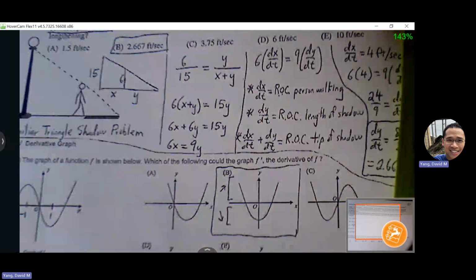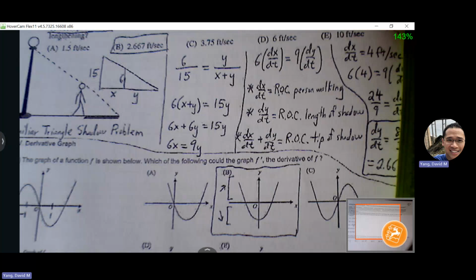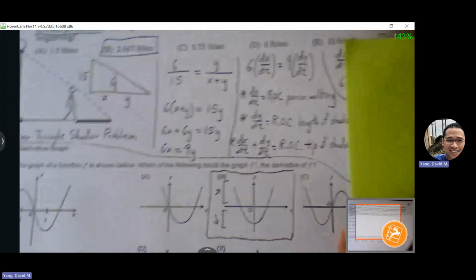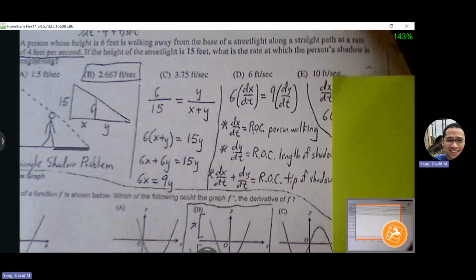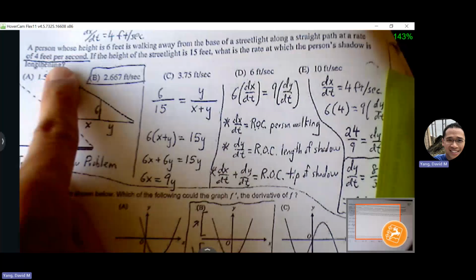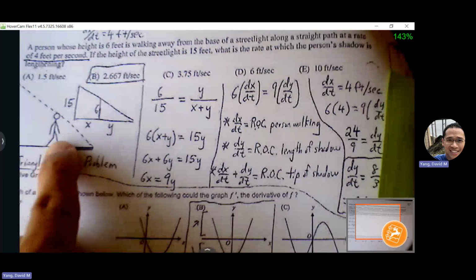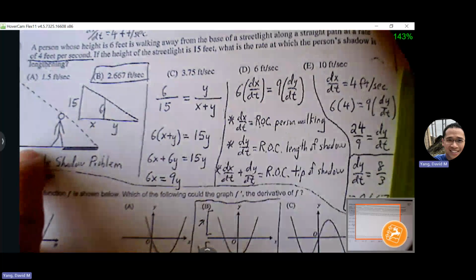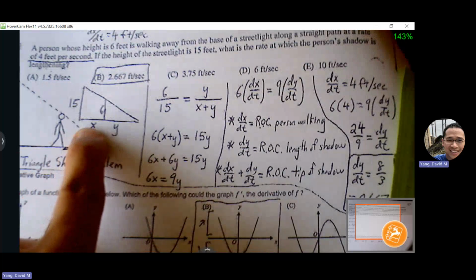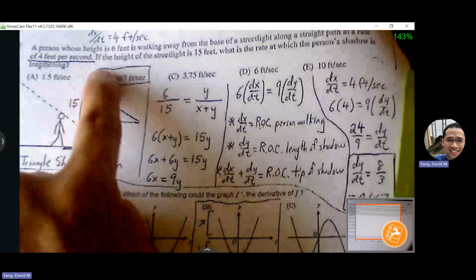So the tip of the shadow is going to be impacted by how fast both the person and the shadow are moving. So it's two different rates at the same time. So we know that the person is walking 4 feet away from the lamppost. So that's going to be a +4, not because he's moving, right, but because that distance x is increasing. The distance between him and the lamppost is increasing.